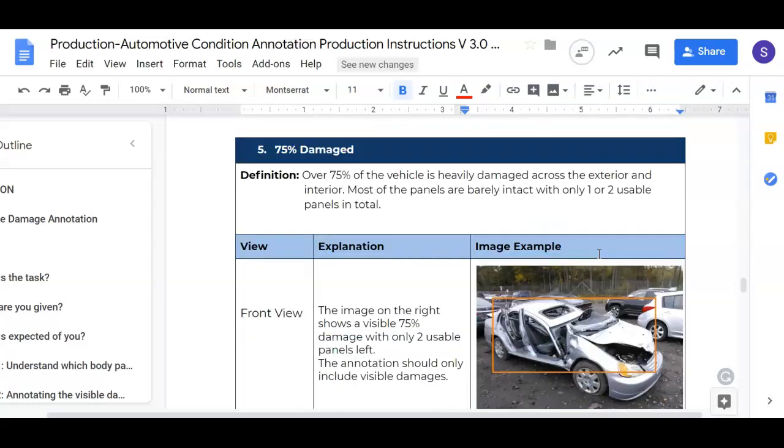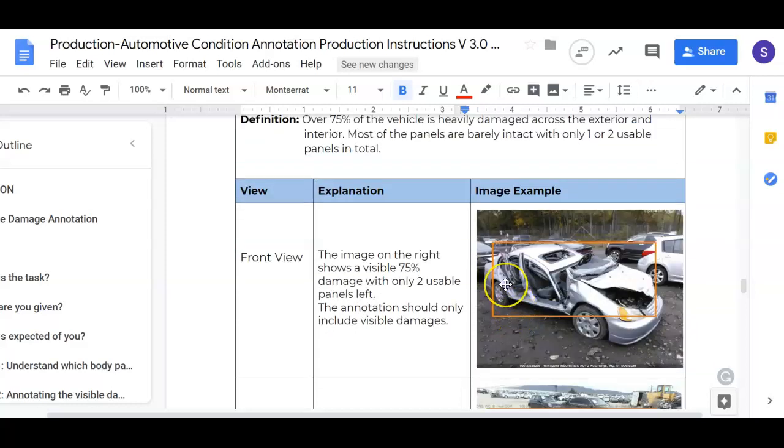Now, 75% damage. Obviously when you have 75% damage, the damage must cover interior and exterior. If you look at this picture right here, this would be 75% damage, where only one or two panels are usable. Obviously the bumper seems to be perfectly fine, and maybe the rear bumper is fine. Other than that, it looks like everything has been heavily damaged, although the roof seems to be fine also. The reason we include the roof is because the roof is not where it's supposed to be.